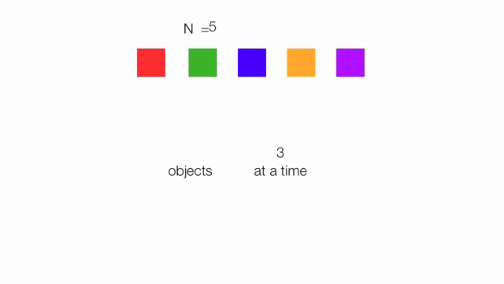Capital N is equal to 5, which is the number of total objects. And small n is equal to 3, which is the number of objects I'm going to pick at a time.